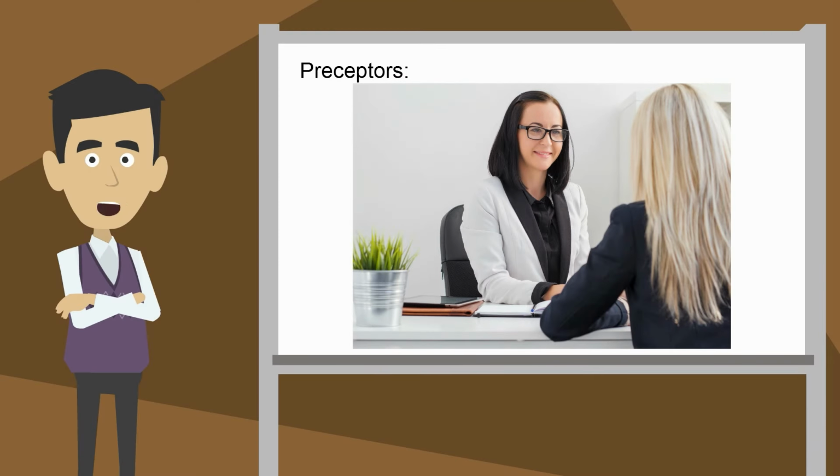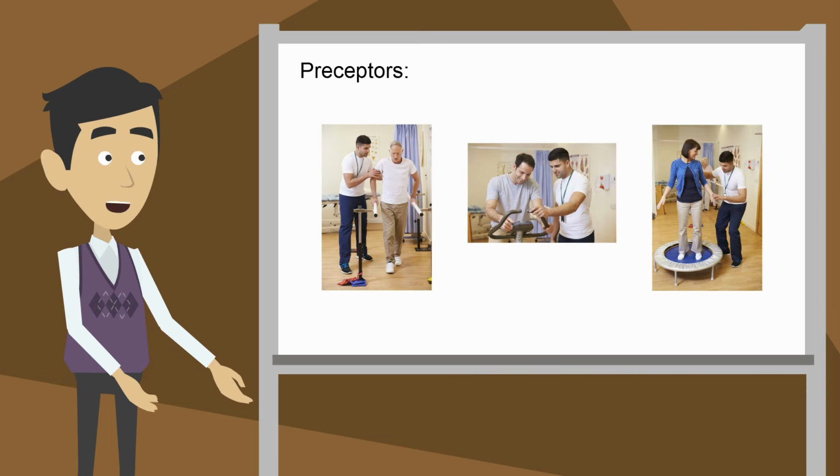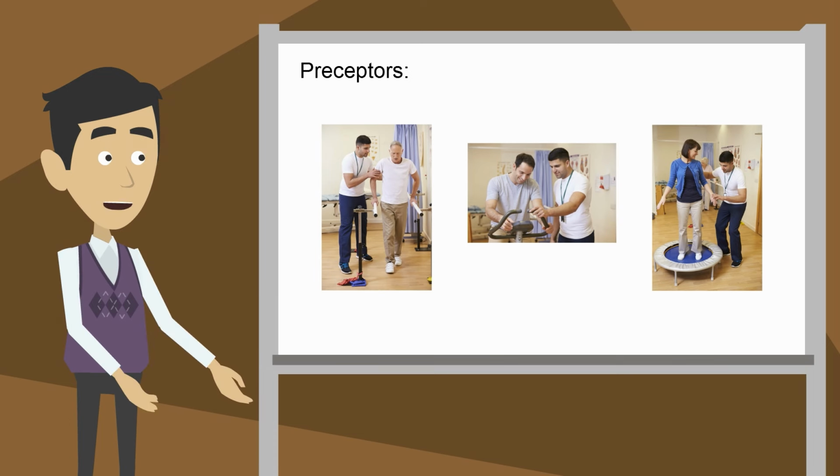Preceptors, review the student's performance objectives, the academic program's expectations for the student's performance, and the evaluation form. Review documented observations of the student. Isolated examples of performance should not be highlighted unless they constitute a major area of concern.